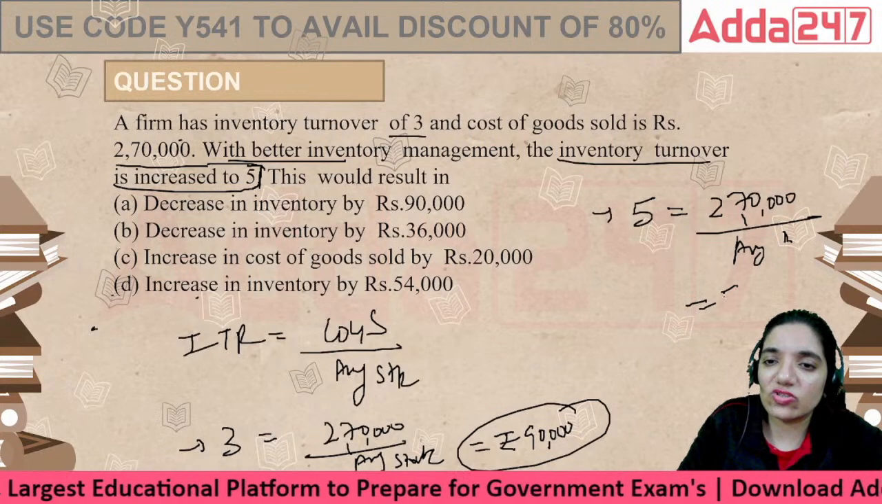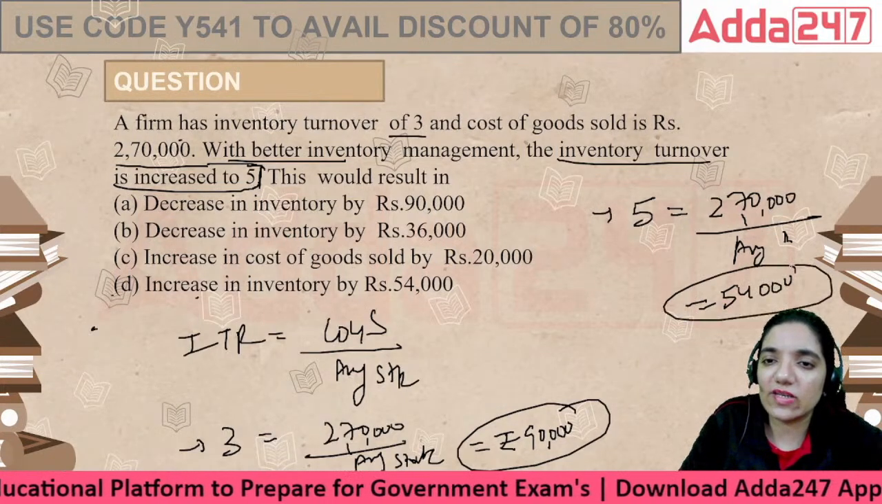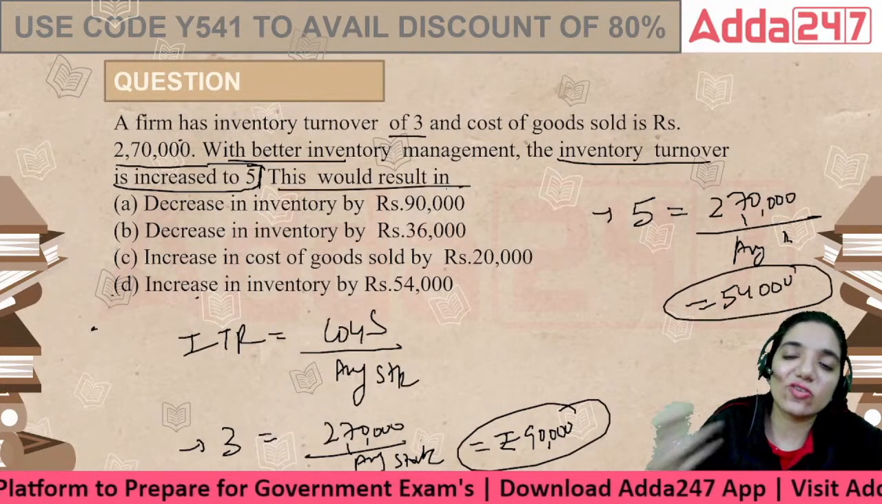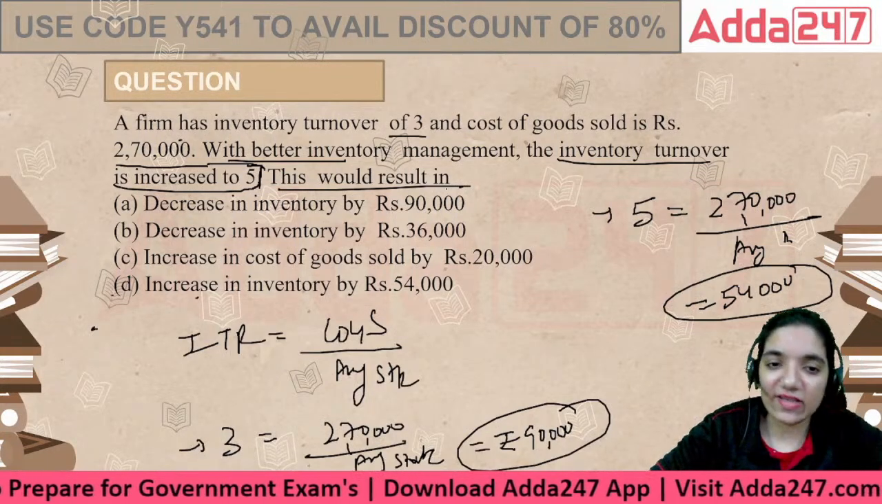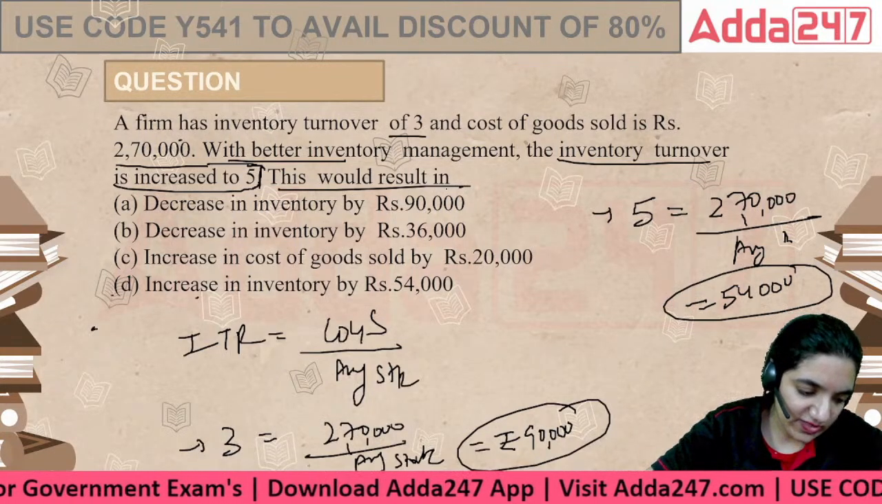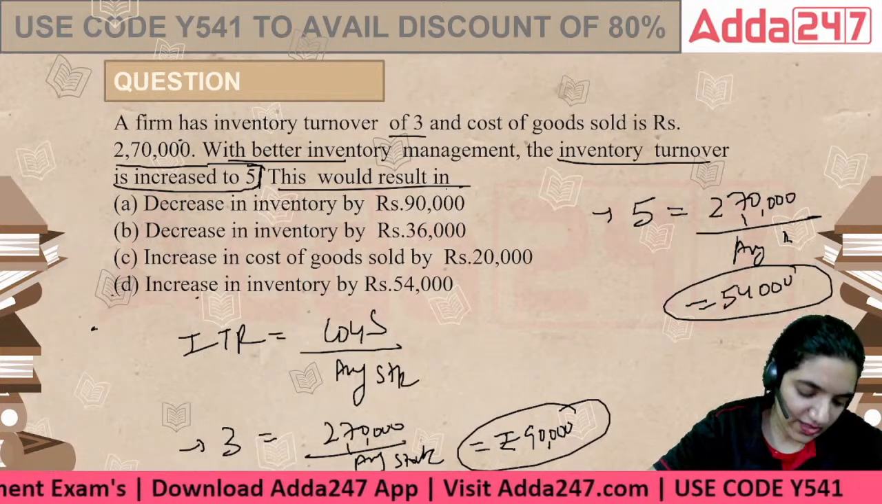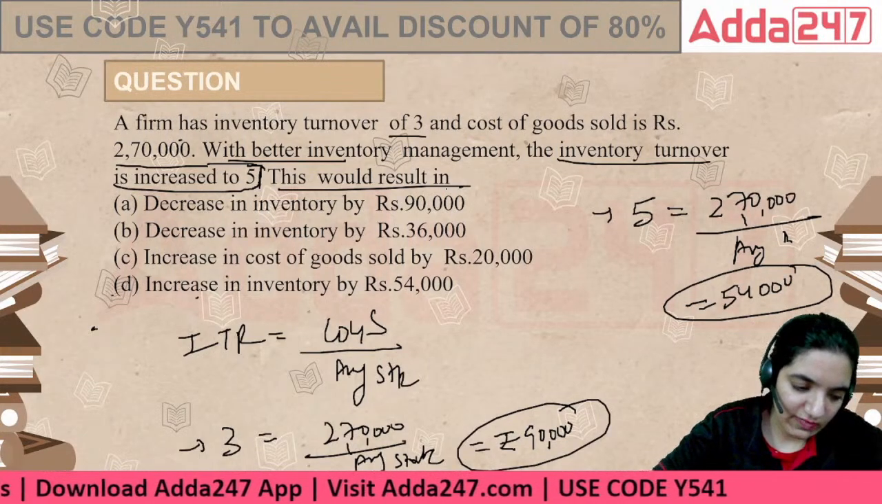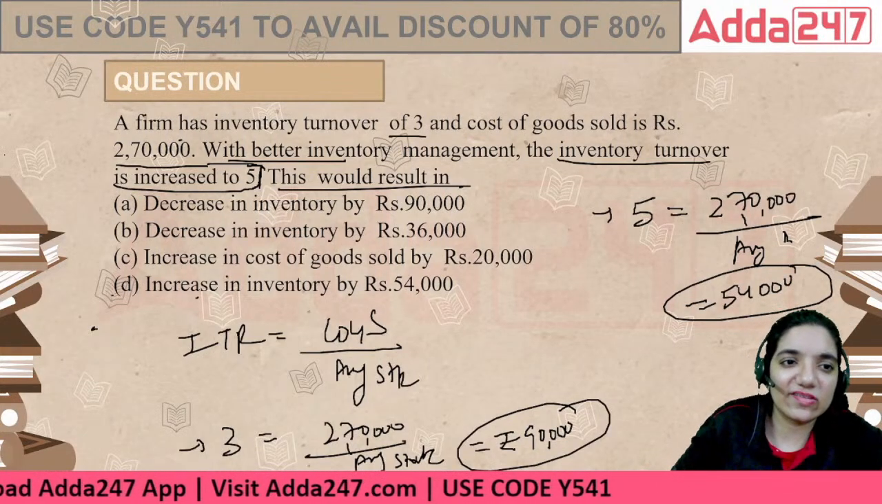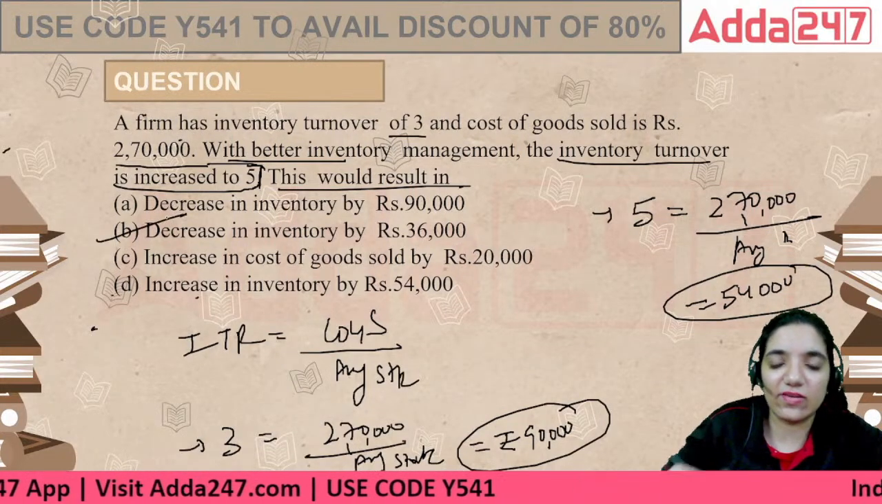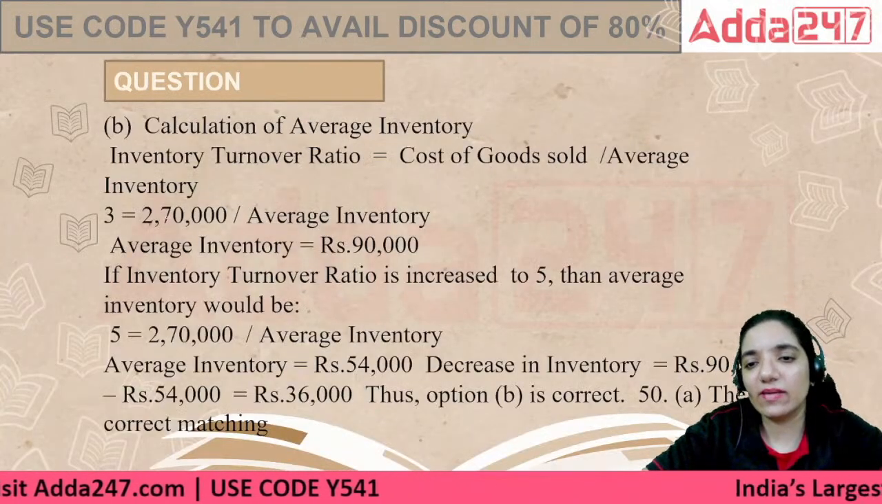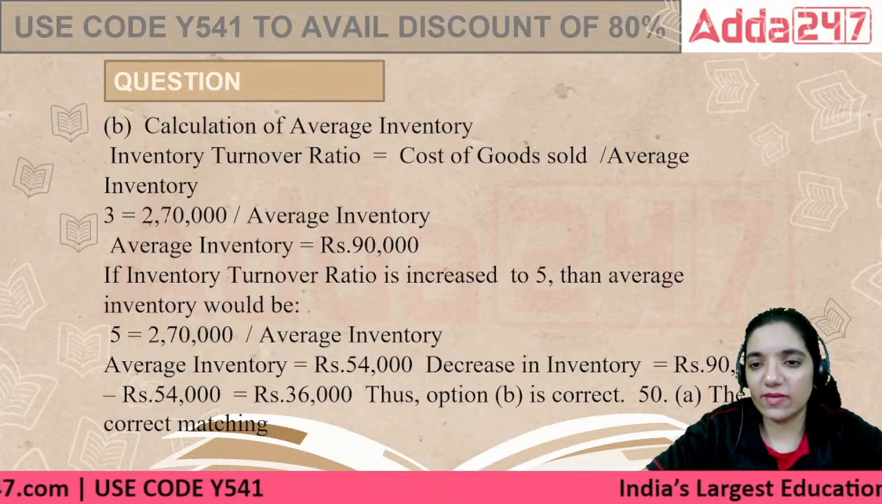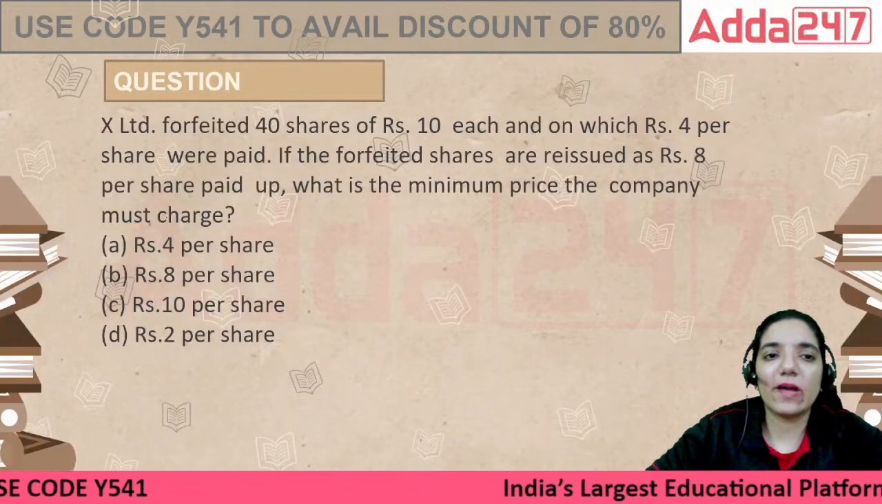See, the average stock will fall to 54,000. The question is asking what is the increase or decrease. So basically it is a decrease. Earlier it was 90,000; from 90,000 deduct 54,000. The value comes out to be 36,000. 36,000 is a decrease in the value of the inventory. The correct answer would be B. Right? Okay.